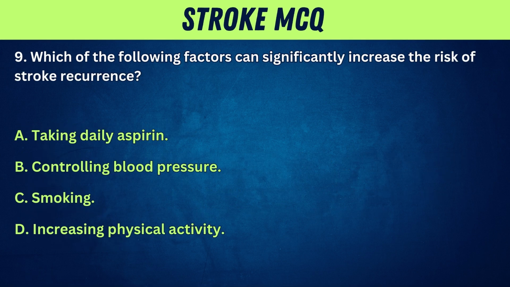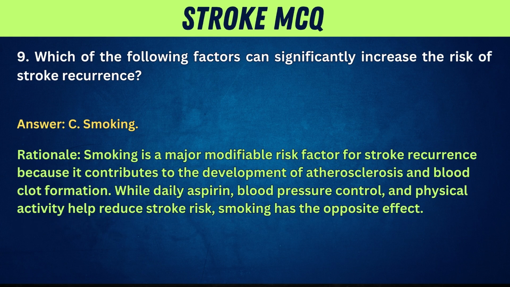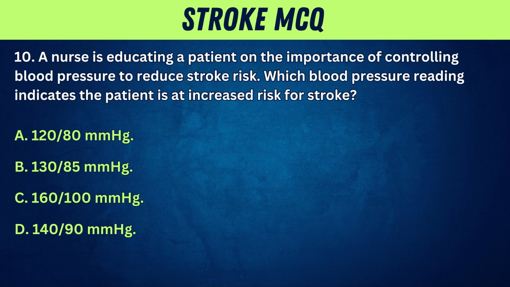9. Which of the following factors can significantly increase the risk of stroke recurrence? A. Taking daily aspirin. B. Controlling blood pressure. C. Smoking. D. Increasing physical activity. Answer: C. Smoking. Rationale: smoking is a major modifiable risk factor for stroke recurrence because it contributes to the development of atherosclerosis and blood clot formation. While daily aspirin, blood pressure control, and physical activity help reduce stroke risk, smoking has the opposite effect.